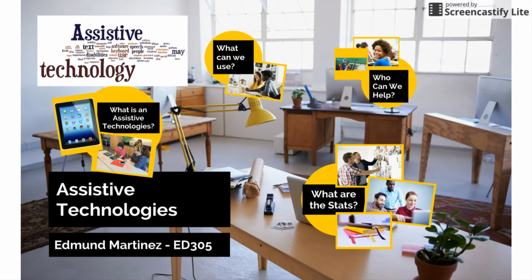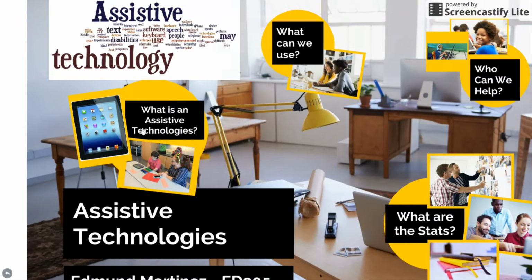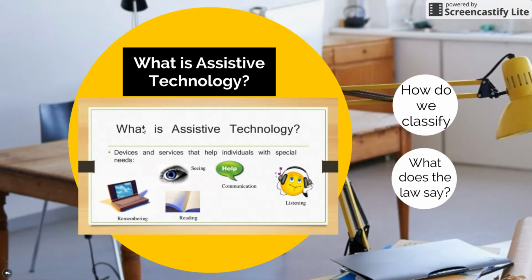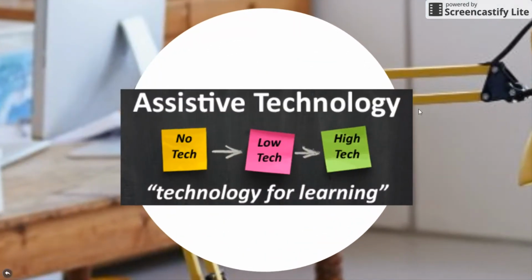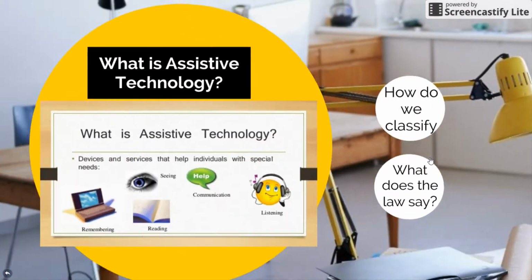So the question is, what is assistive technologies? Well, it's defined as the use of devices or services that help individuals with special needs, or in this case, all students with educational needs. So how do we classify these? Assistive technologies are classified into three different groups: the no-tech, the low-tech, and the high-tech, all technologies for learning.